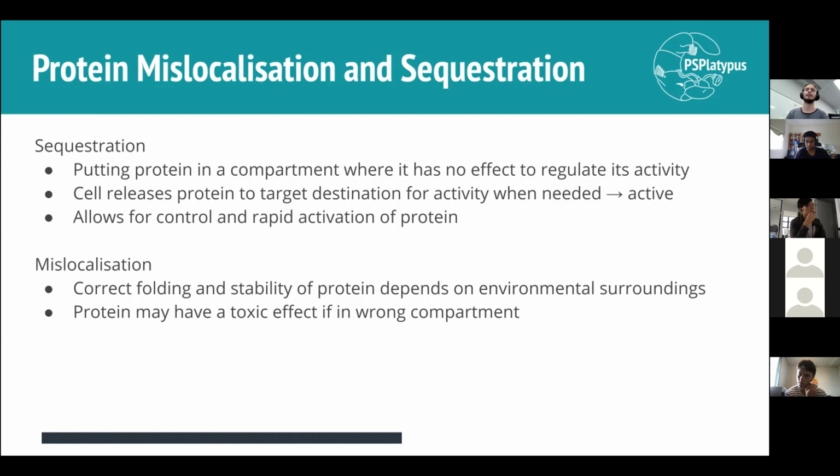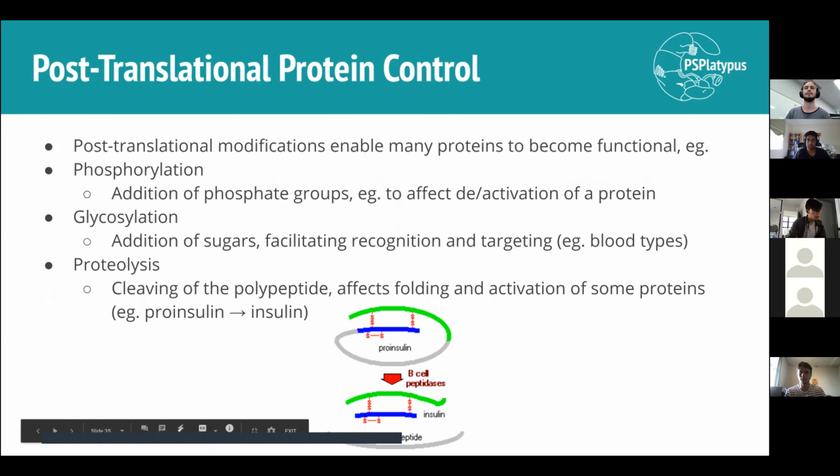Mislocalization is, I think, more of an error, and it's when the protein is put in the wrong spot. Correct folding and stability of the protein depends on pH and other environmental surroundings, as you may remember from the homeostasis part. It changes the folding, so it changes the functionality, and so it can actually get toxic if it's in the wrong compartment.